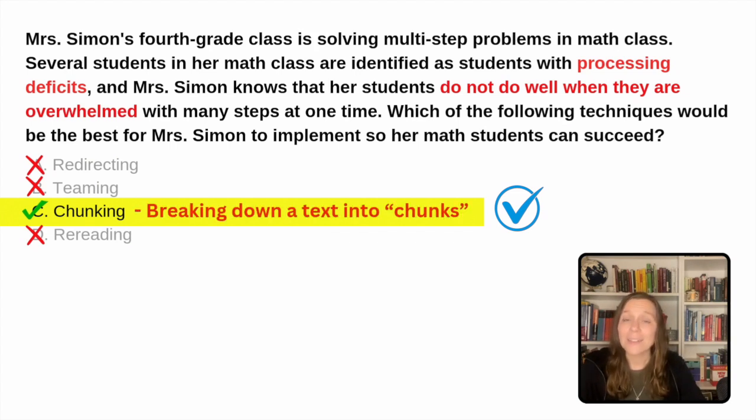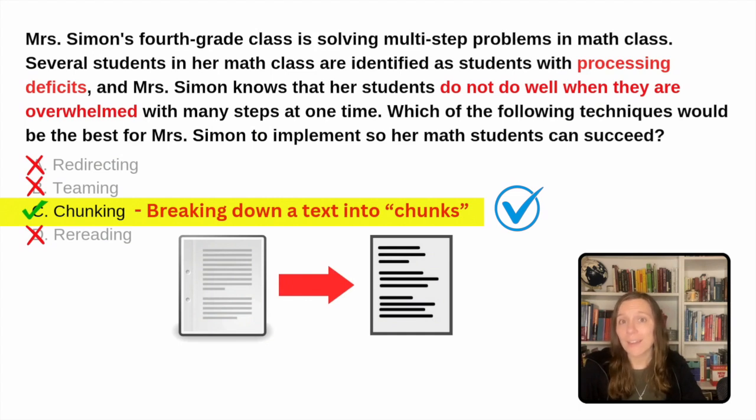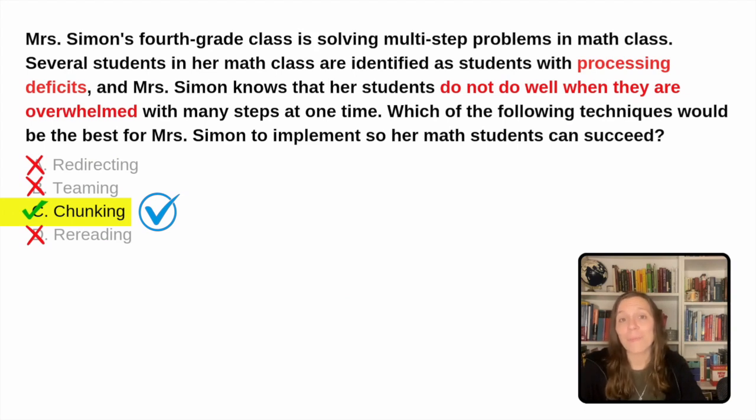Chunking is breaking down a text, or in this case, a multi-step equation, into more manageable steps or chunks. There are many ways that you can chunk. Mrs. Simon could chunk the text visually by breaking the question down into short paragraphs with a step on each line, or she could set up the question to have students complete one step of the multi-step equation at a time. Either way, these students will benefit from this technique, since they will not be as overwhelmed with too many questions or directions at the same time.